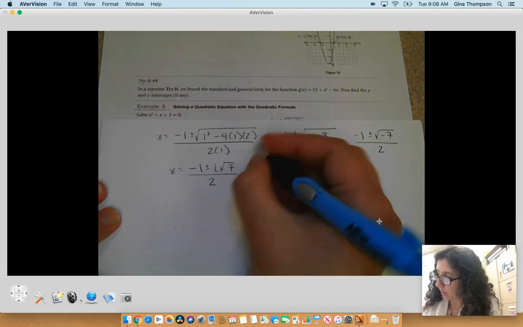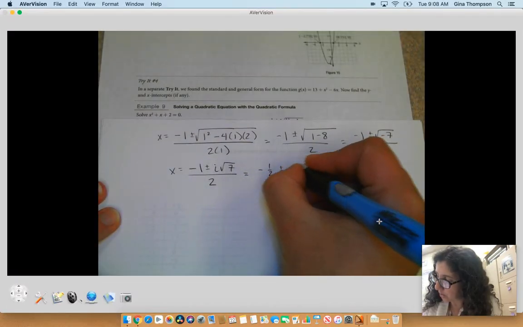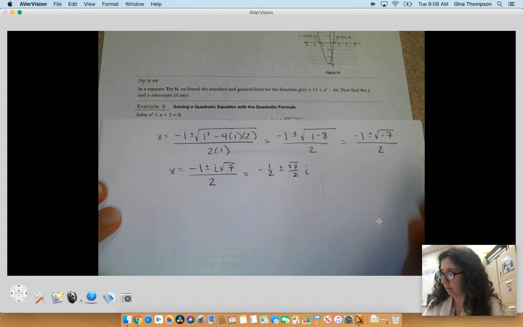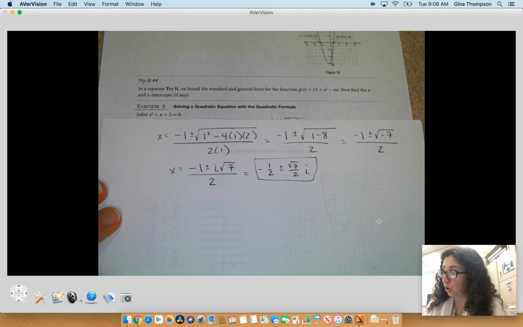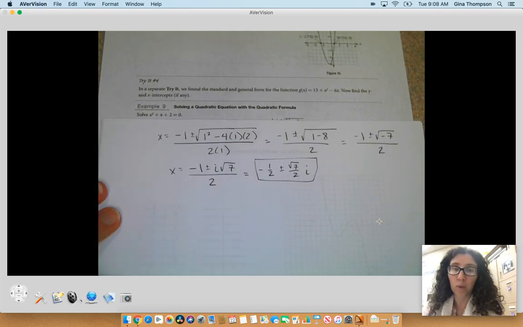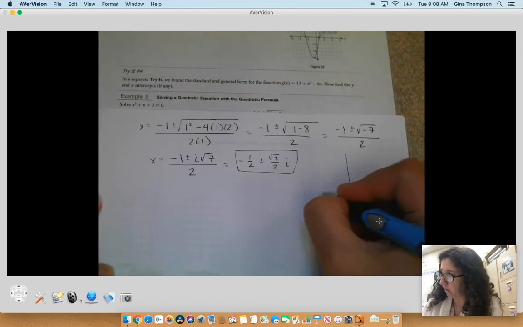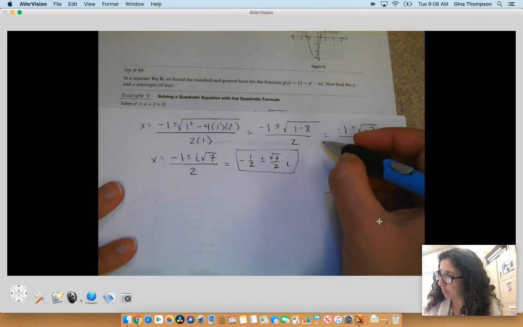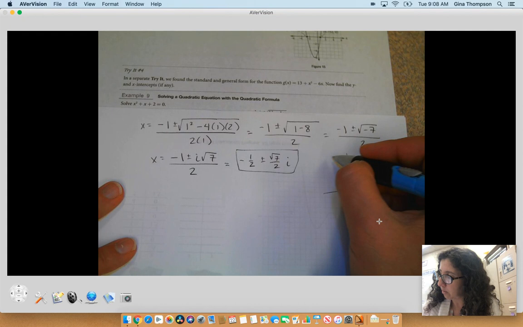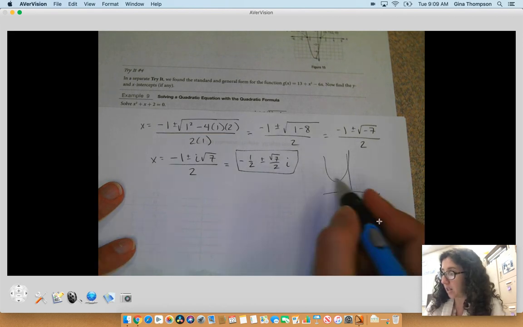Okay, so let's write this in standard form. Minus 1/2 plus or minus the square root of 7 over 2 times i. Those are the solutions to this equation. What does that mean, complex roots? Well, let's think of what this parabola is going to look like. It's going to open up, right? I don't know exactly where the vertex is going to be, but I do know it's going to be above the x-axis. This does not ever cross the x-axis.